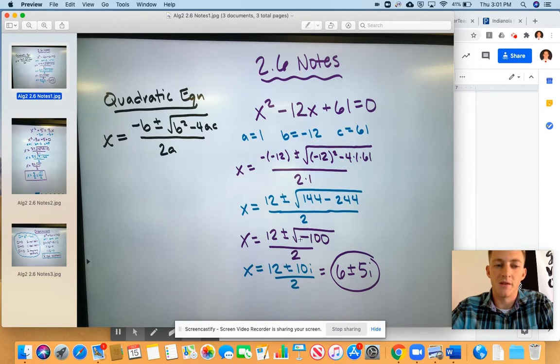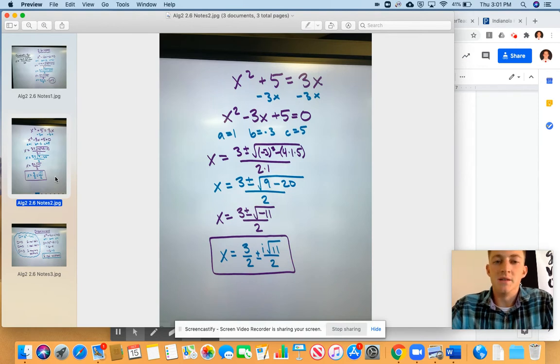Well, do we like having a negative inside the square root? Nope. That becomes an i. The square root of 100 becomes 10. And we have 12 plus or minus 10i over 2. 12 divided by 2 is 6. 10i divided by 2 is 5i. So we have 6 plus 5i and 6 minus 5i.